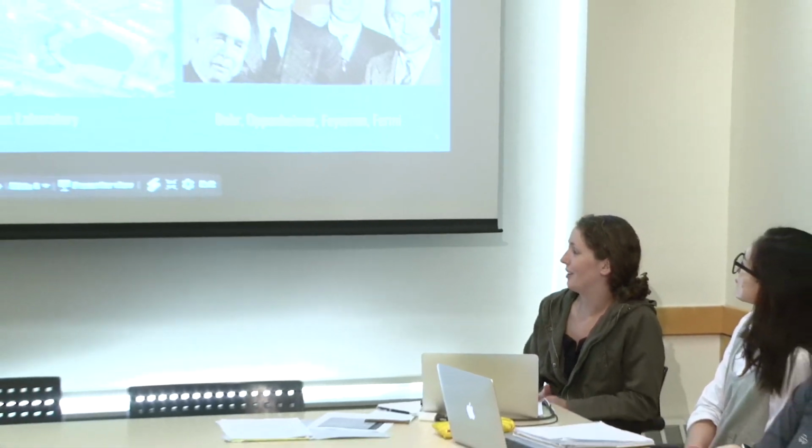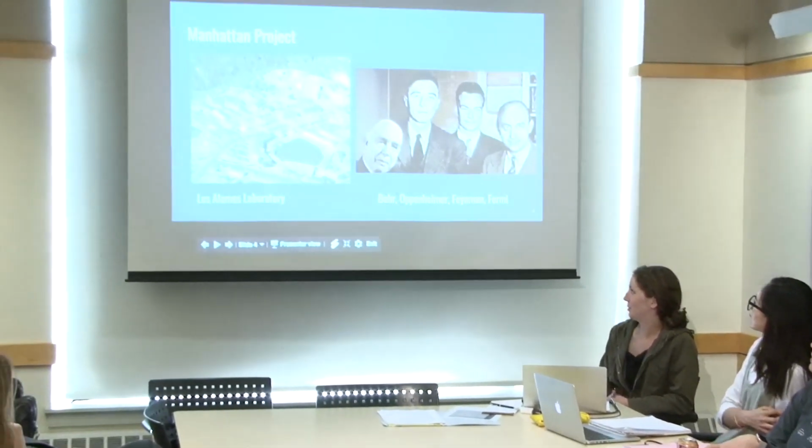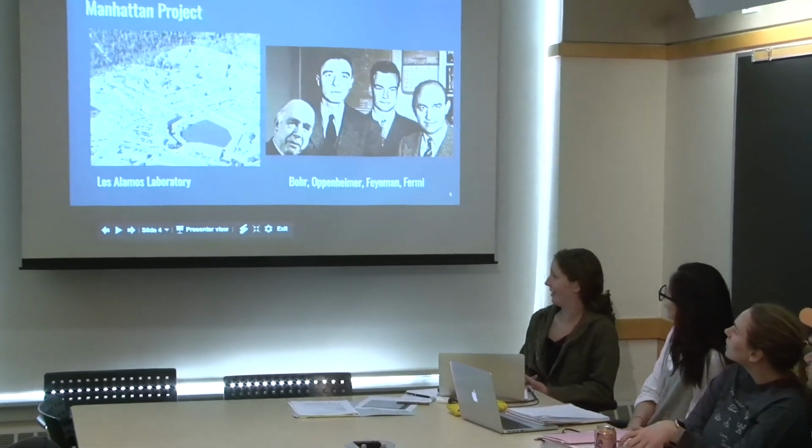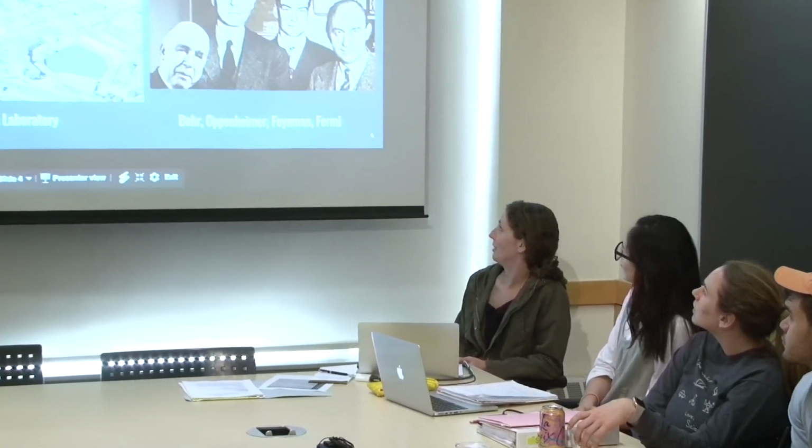All right, so now for the main focus, the Manhattan Project. So the picture on the left is an aerial view of the Los Alamos laboratory, and on the right is some famous names of people who worked there, including Bohr, Feynman, and Fermi. So the Manhattan Project's goal, as I think most people are aware of, was to build the nuclear bomb essentially before the Nazis did. That was the ultimate motivation.